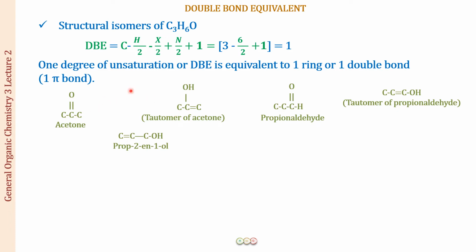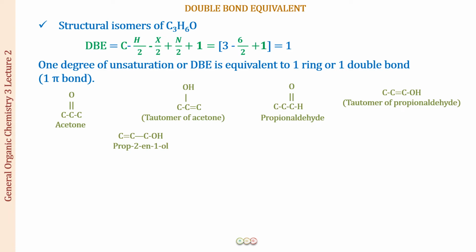And these two structures are going to be again tautomers. All right, what is tautomerism? This is what you have to learn in the next lecture. But as far as the molecular formula is concerned, these both have the same molecular formula, but the structures are different. These two are functional isomers of a special type, which we call tautomerism.